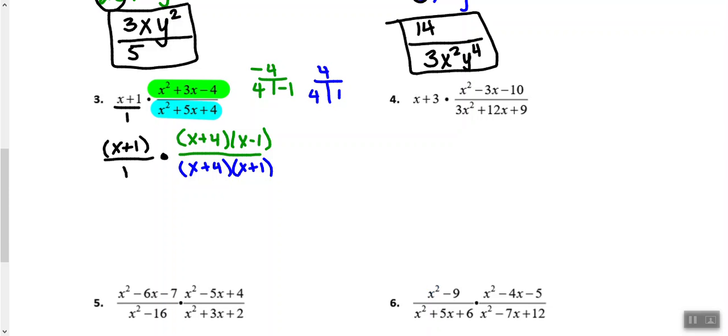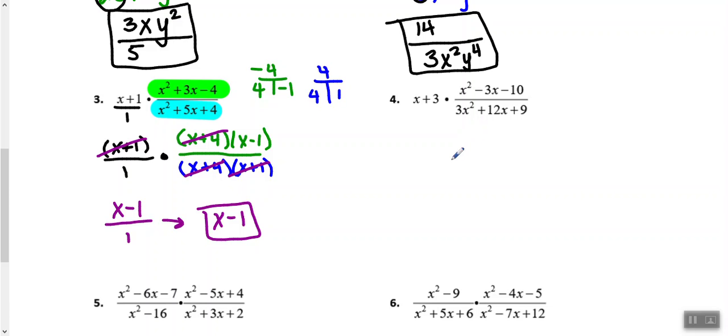Then I look to see what can cancel out. Again, they have to be exactly the same. One has to be on the top, one has to be on the bottom. So I notice my x plus 4's cancel, and my x plus 1's, because that's on the top and this is on the bottom. It doesn't matter if you pull from different fractions, as long as it's on the top and on the bottom. So that leaves me with x minus 1 on the top over 1, which we just write as x minus 1.